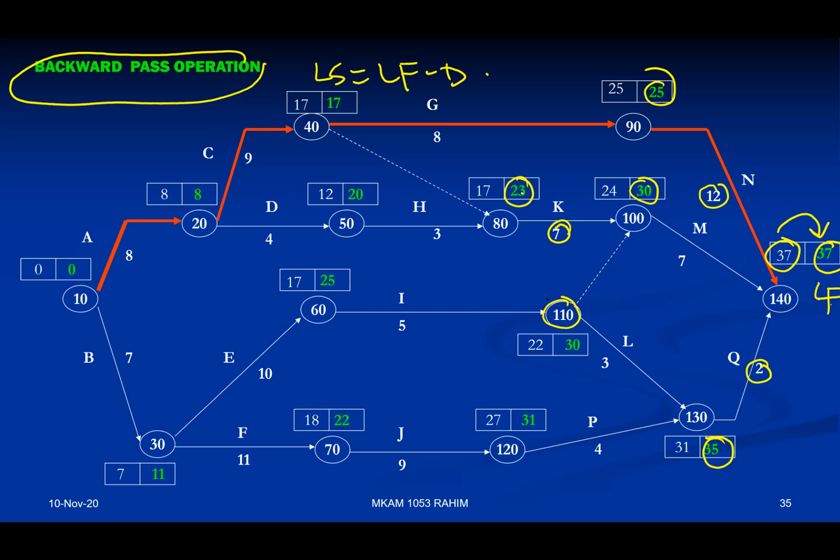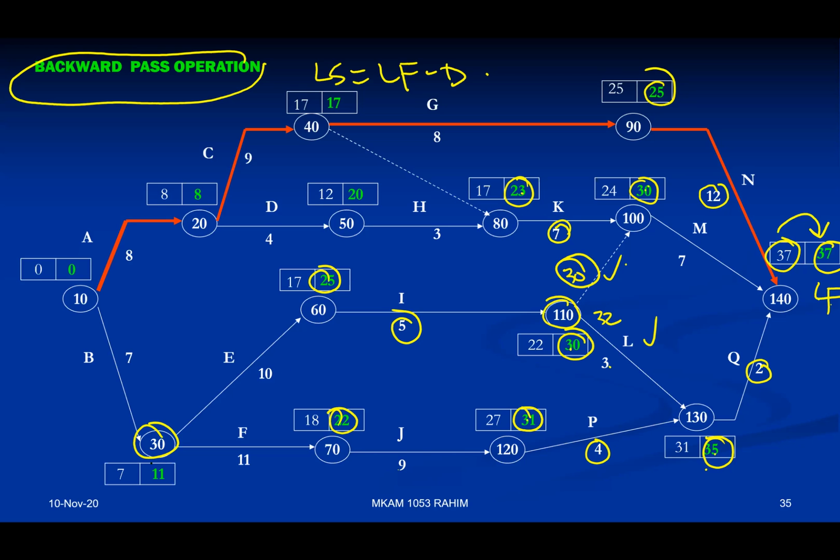Now, how about this node? There are 2 arrows coming back. See? There are 2 arrows coming back. So we must solve each of what we call the backward arrows. 30 minus 10 equals 30 as one figure, or 35 minus 3 equals 32. So the smallest value now will go into this box. So remember, in the forward pass, we take the bigger value when there are interconnecting arrows into the node, whereas in the backward pass, we use the smaller value. Okay, P, 35 minus 4 equals 31. How about J? Easy, 31 minus 9 equals 22. How about I? 30 minus 5 equals 25.